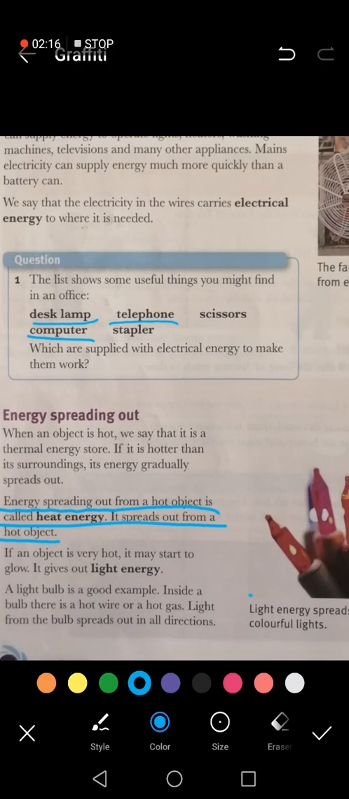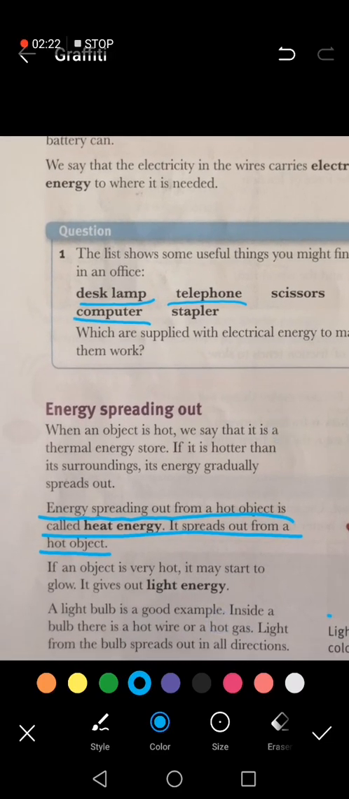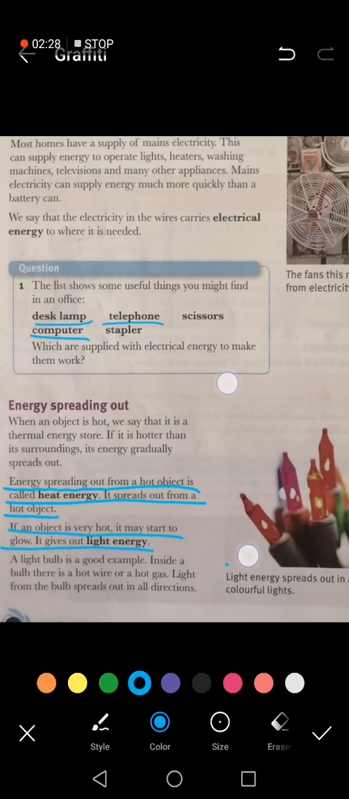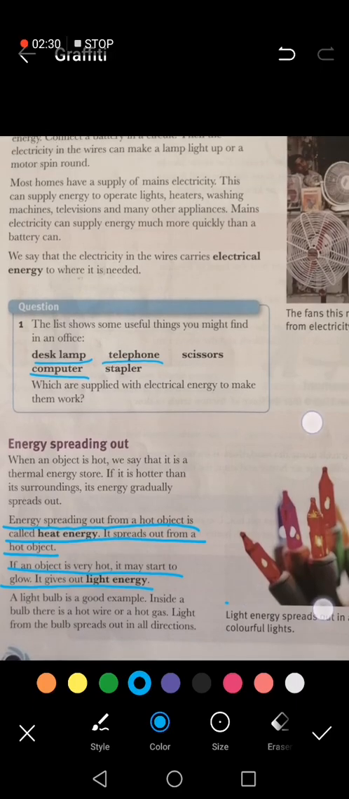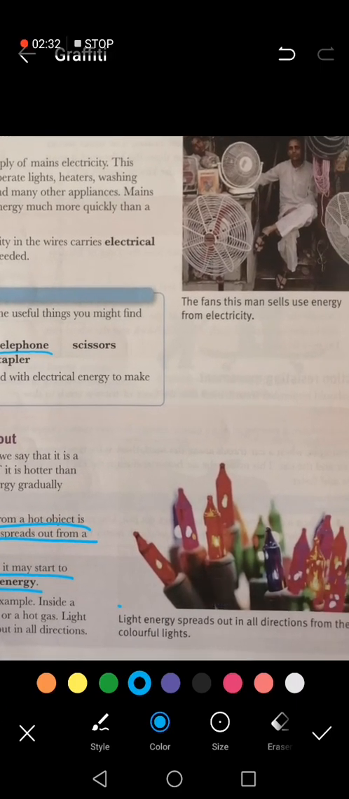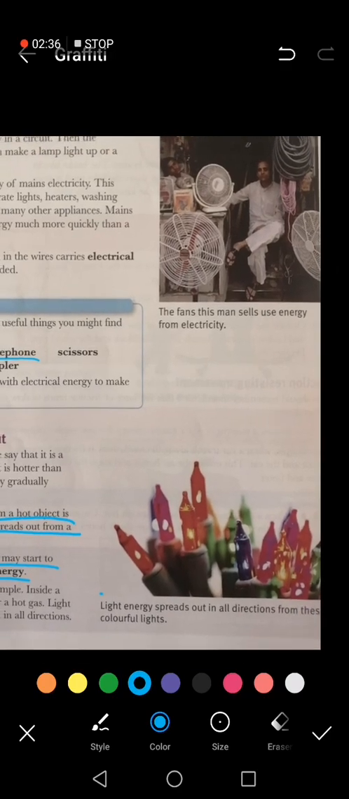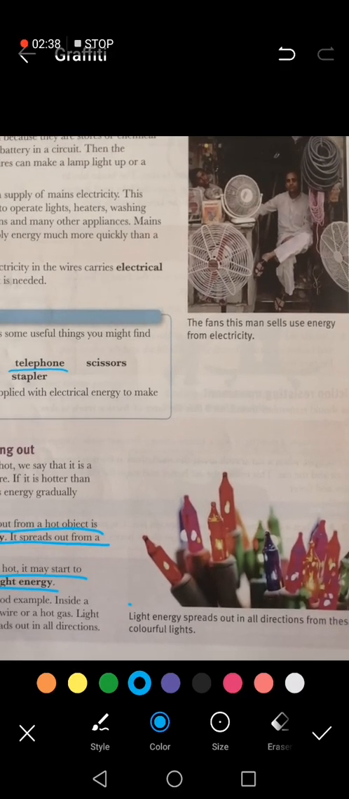Also, if an object is very hot, it starts to glow and it gives out light energy. So this is another type of energy spreading out. We have heat from hot objects. We have light from objects that are too hot or that have electricity attached to them, like the lights. It spreads in all directions and gives colorful lights.